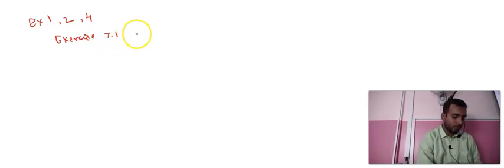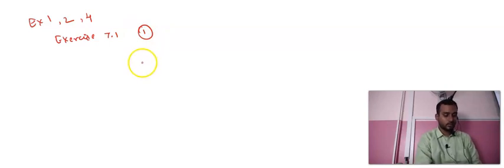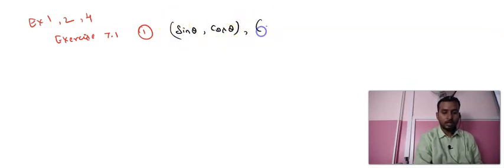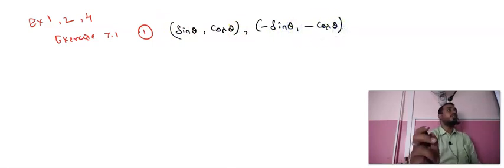In exercise 7.1, you can try with question number 1. There are 3 cases in question number 1. Sometimes they may give you values like this also: sin theta, cos theta, minus sin theta, minus cos theta. These are the coordinates they may give you sometimes. Find the distance between the points. Understood? They may give you the values like this also.